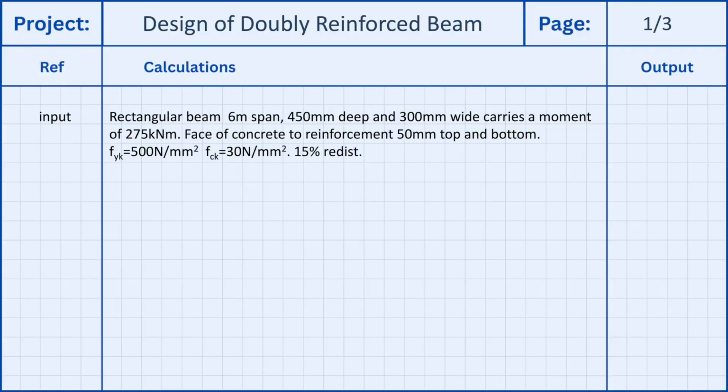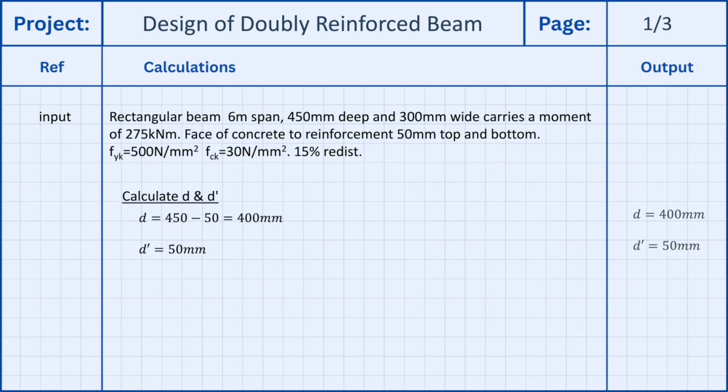We will now demonstrate the application of these design equations with an example. Consider a beam spanning 6 meters with a cross-section 300 mm wide and 450 mm deep. The beam carries a moment of 275 kNm. The yield strength of steel, fyk, is 500 megapascals, while the compressive strength of concrete, fck, is 30 megapascals. We need to design the beam reinforcement, assuming 15% redistribution of bending moments.